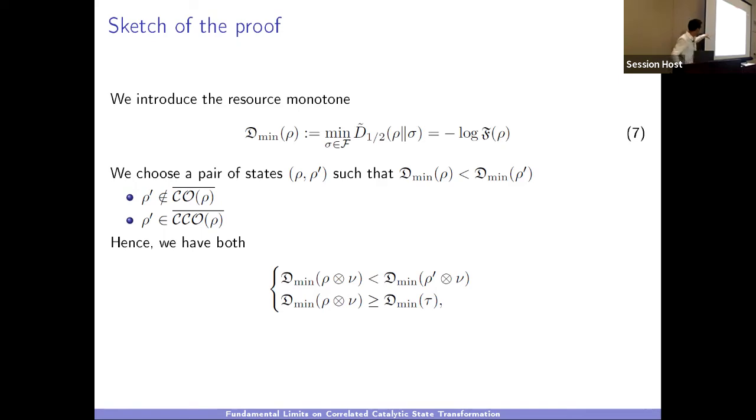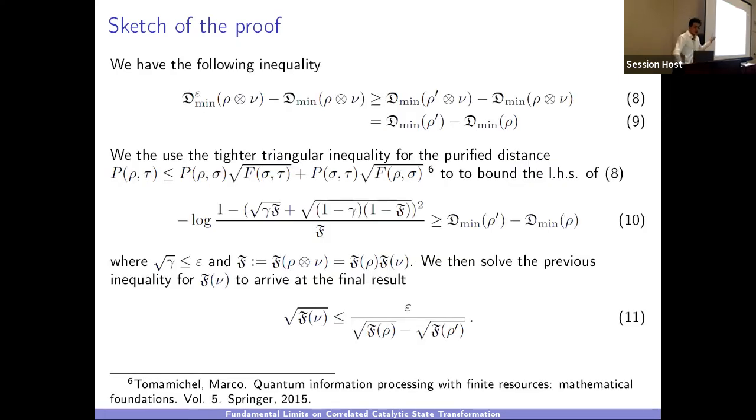exactly. The first one is related to catalytic operations. The second one is correlated catalytic operations. And we have rho prime epsilon close to tau. We have a kind of conflict between these two, and it can be resolved only if the fidelity of the catalyst is small. And here is the main inequality. So first we have the epsilon D_min of rho tensor. We have this difference. In the first line, the second term is just the same one, and for the first one we just use data processing for smoothed quantities.